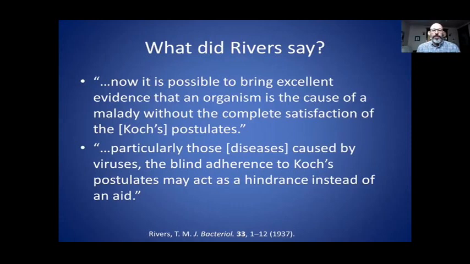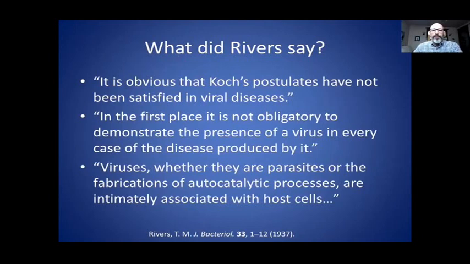Next quote is, "Particularly those diseases caused by viruses, the blind adherence to Koch's postulates may act as a hindrance instead of an aid." Well, I think this indicates that he may have been looking for a little bit of a shortcut, that maybe it was difficult to perform some of the steps, and this makes it a little bit easier to prove a virus is the cause of disease. And it's not good to let your outcome affect your reasoning when determining these things, but I'll still accept the Rivers criteria as valid. He said, "It's obvious that Koch's postulates have not been satisfied in viral diseases."